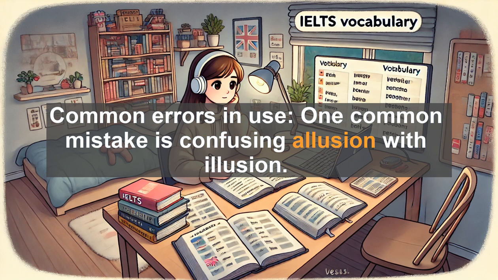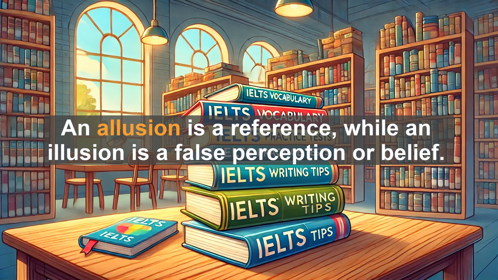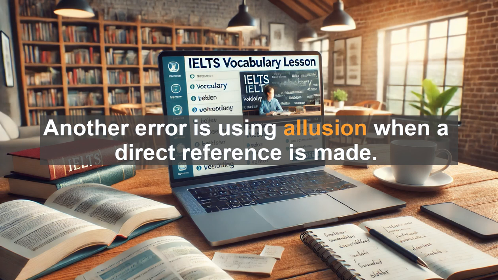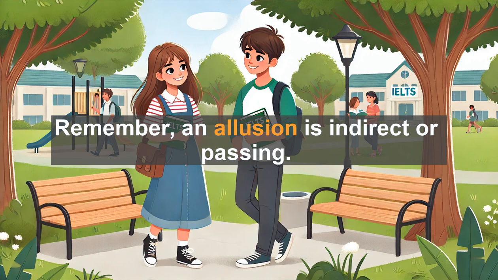Common errors in use. One common mistake is confusing allusion with illusion. An allusion is a reference, while an illusion is a false perception or belief. Another error is using allusion when a direct reference is made. Remember, an allusion is indirect or passing.